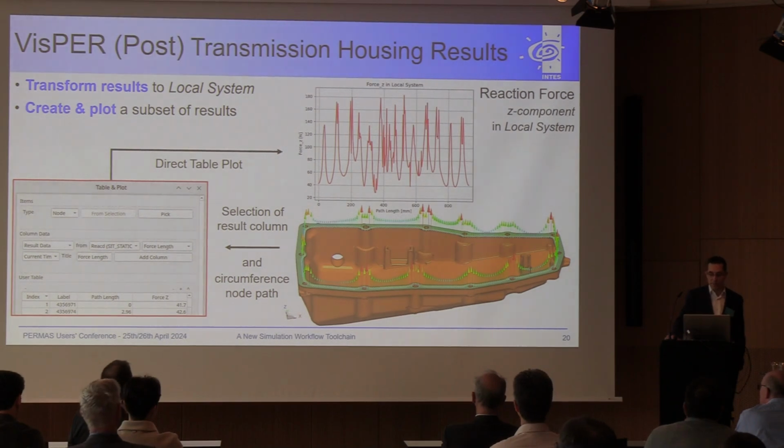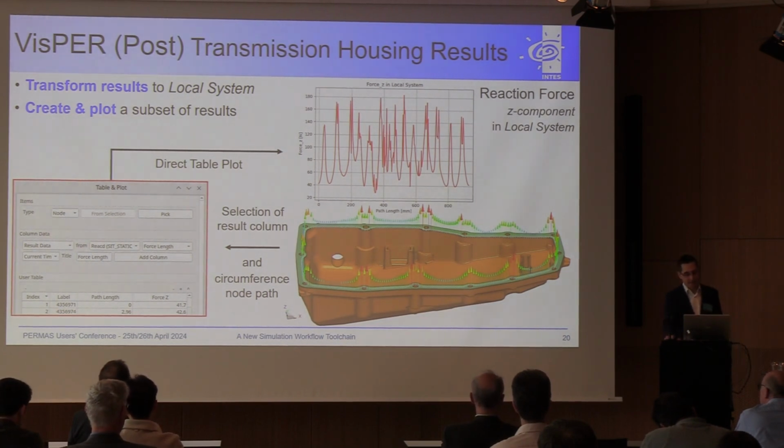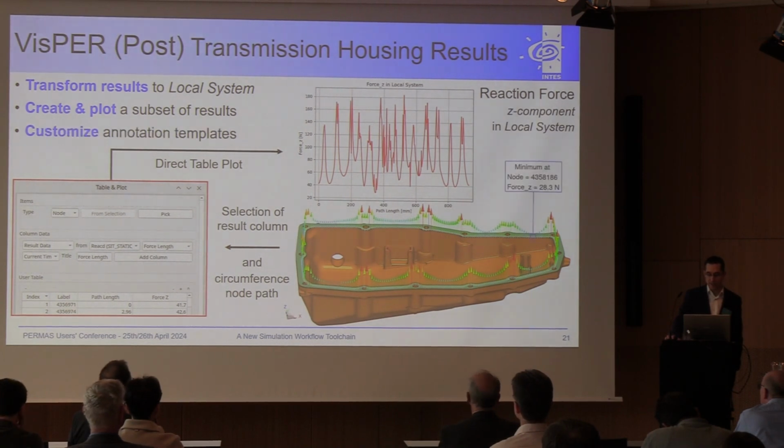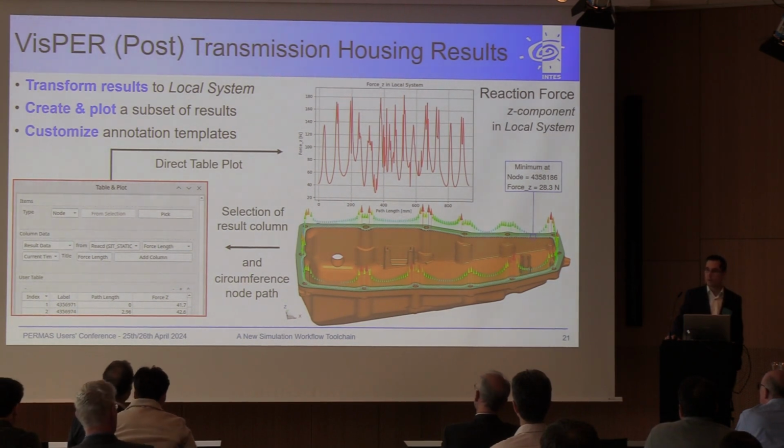Further on, with VisPER 20 you can customize annotation results. If we want to know where our minimum is on this circumference path, we put on an automatism, just clicking on the result table and saying, VisPER, show me the minimum and maximum, for example. Here we are applying an annotation, and you can write your text inside the annotation as you want and format it as you need it. Also, it is possible to store your customized templates for later usage.